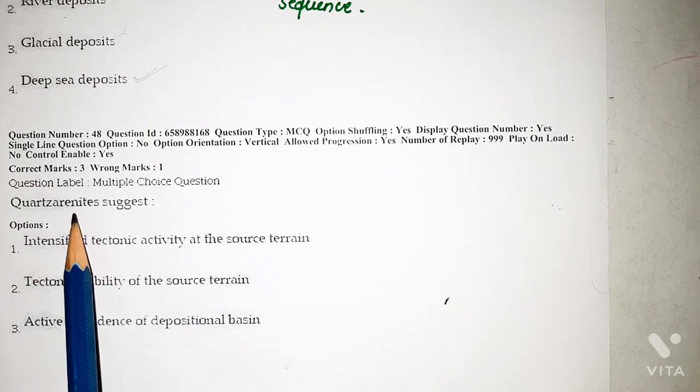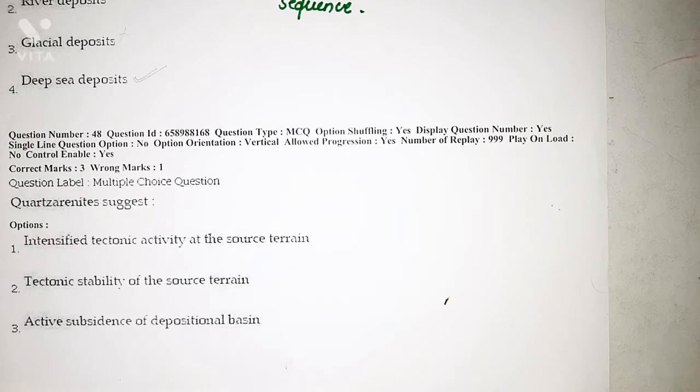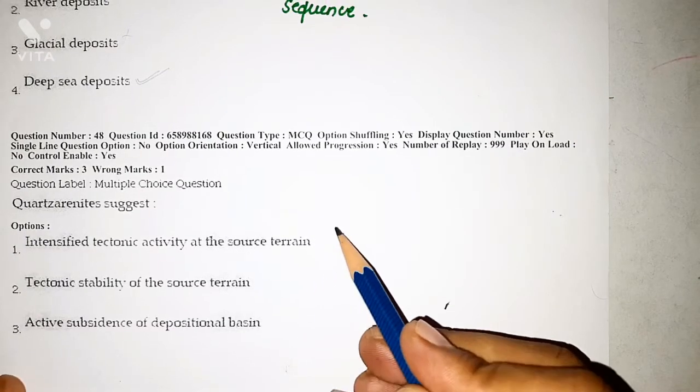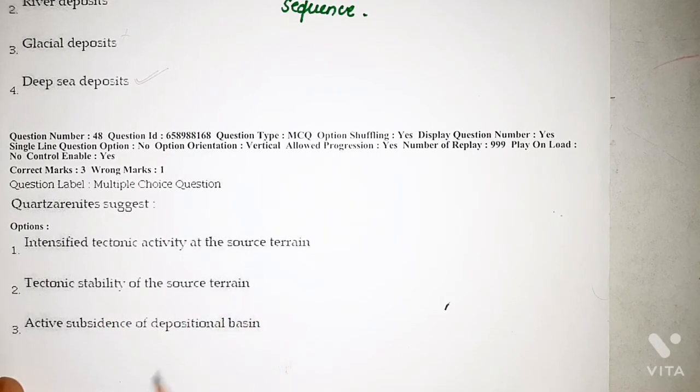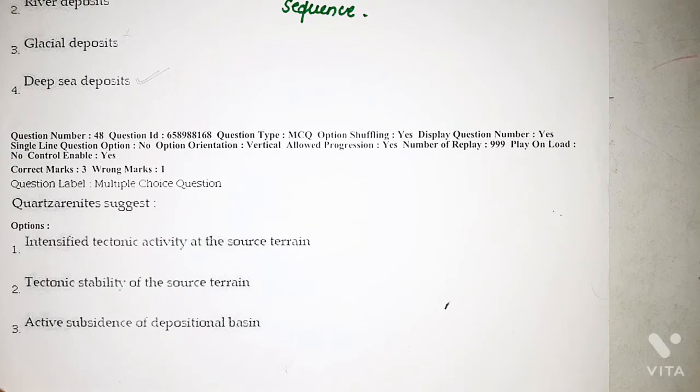Next question says quartz arenite suggests what? First of all, what is quartz arenite? Quartz arenite is a type of sandstone containing greater than 95% quartz fragments and less than 5% matrix. These are mature sandstones, so they must have gone through two or more cycles of sedimentation. Though they are also possible in one cycle of sedimentation, that is possible only in case of intensified tectonic activity at the source terrain. So the correct answer will be intensified tectonic activity. Tectonic stability of the source terrain is not the condition responsible for quartz arenites, active subsidence of the depositional basin is not correct, and high sediment supply from the source terrain is also not correct. So the correct answer is intensified tectonic activity at the source terrain.